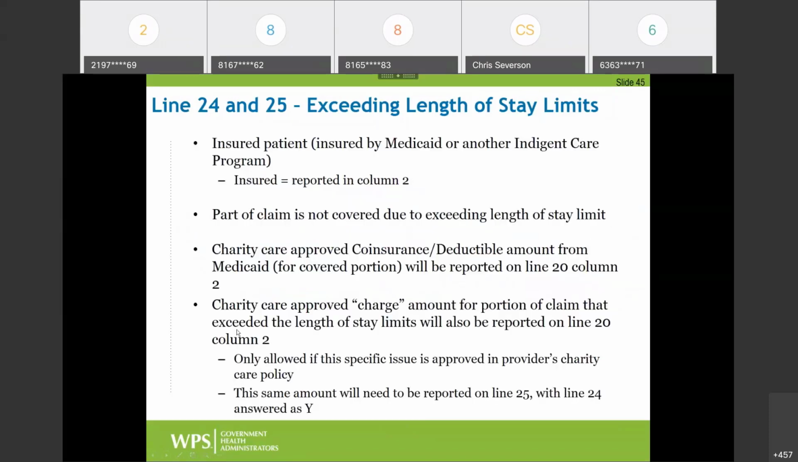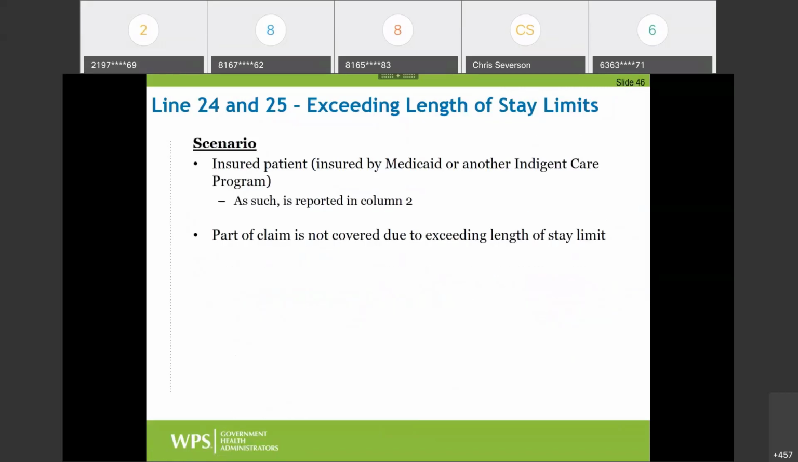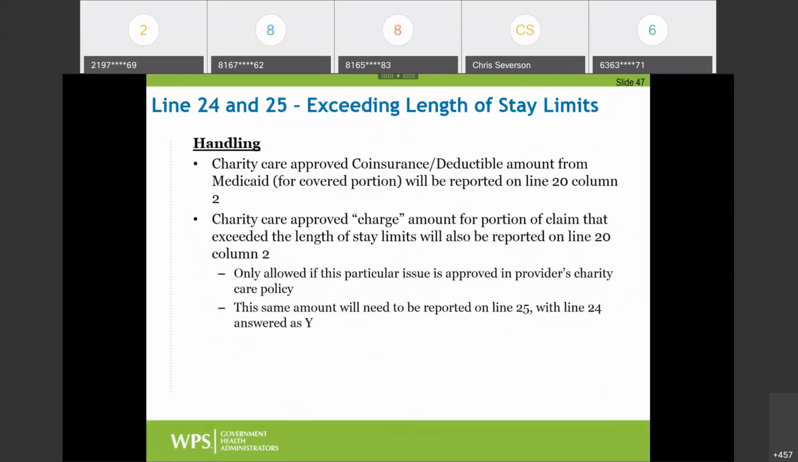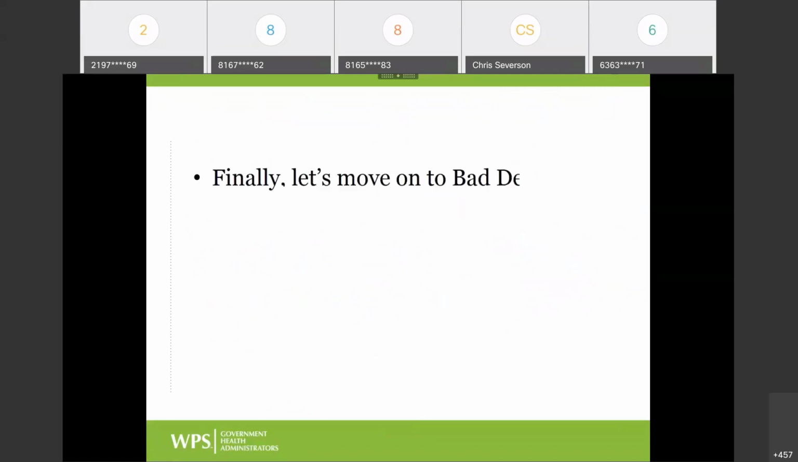So that's what we have there. And we just covered this whole length of stay limit deal. That's just more detail. Continuing on there. And that's the same thing, just continuing on.